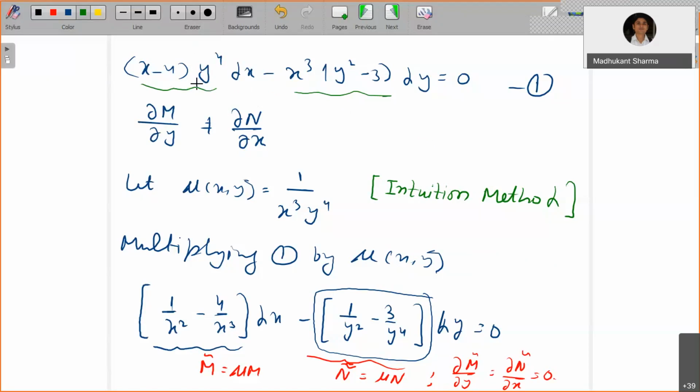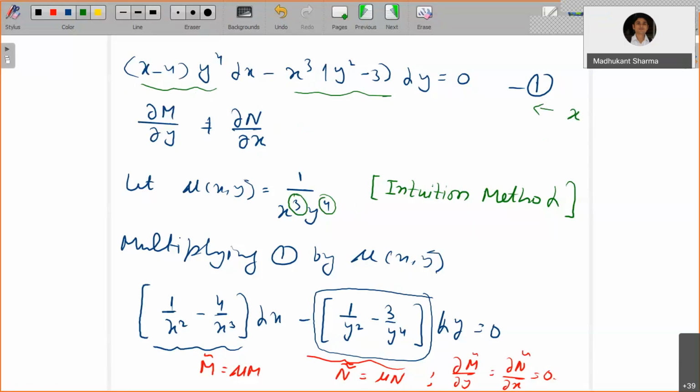Now you can also look at the case of dou M by dou y minus dou N by dou x, whether it contains the factor of M or N, and then you apply the respective method in that case. Another method is that you simply multiply both sides by x to the power a into y to the power b, and then you try to identify the a value and b value. So the a value is -3, the b value is -4. That's another way to look at it.